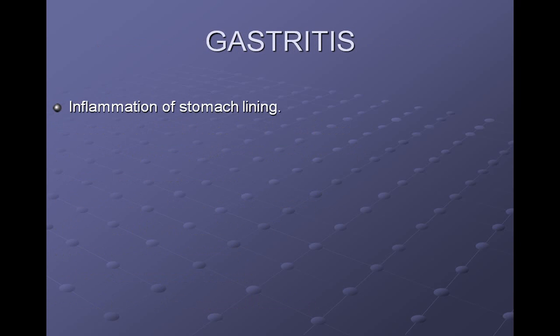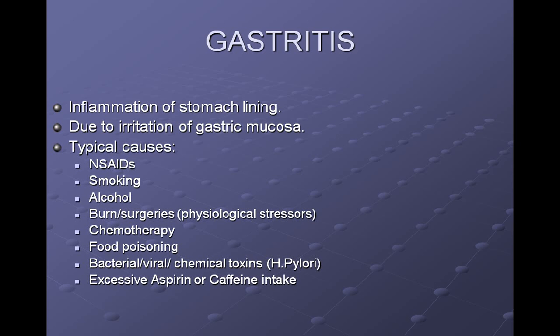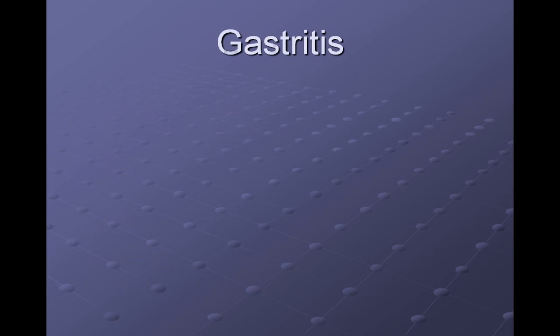Gastritis is the next condition. It involves inflammation of the stomach lining. It's due to irritation of the gastric mucosa. Typical causes include nonsteroidal anti-inflammatory drugs, smoking, alcohol, burns or surgery, which are physiological stressors, chemotherapy, food poisoning, bacterial, viral, chemical toxins such as H. pylori, excessive aspirin, and caffeine intake.